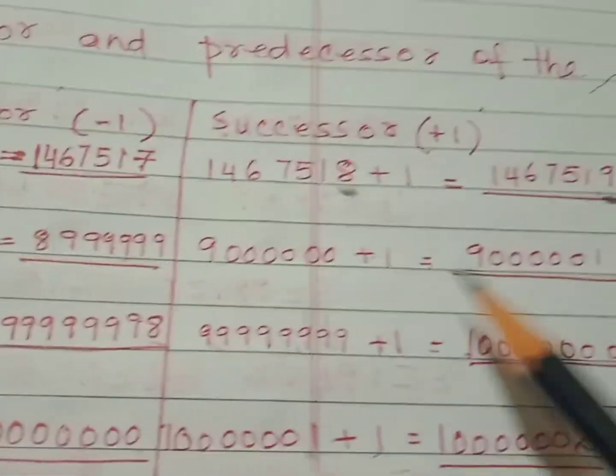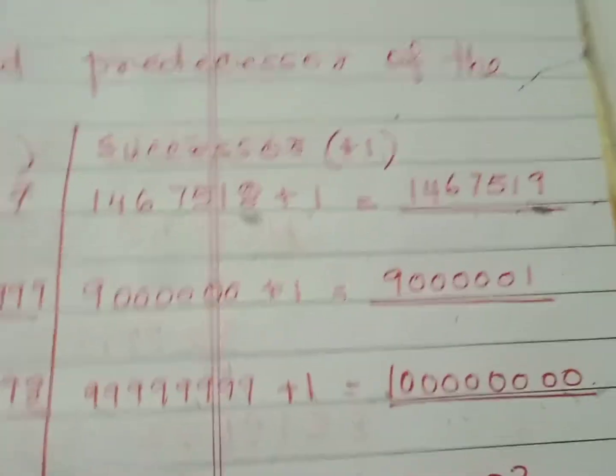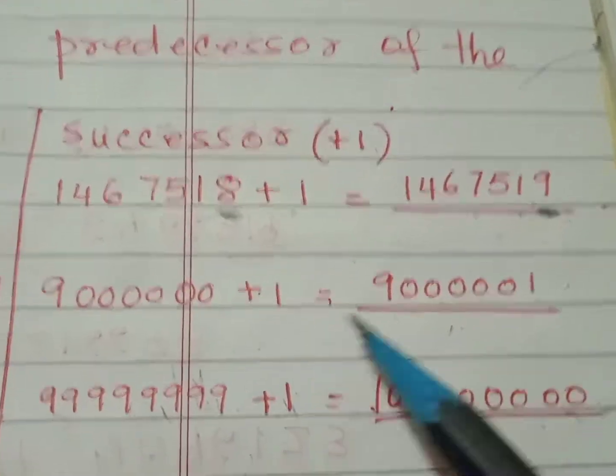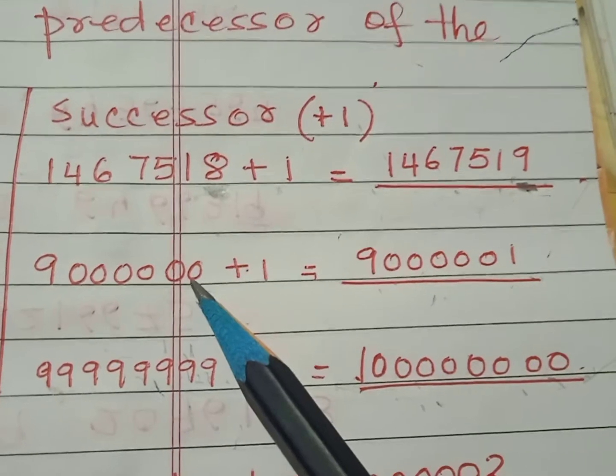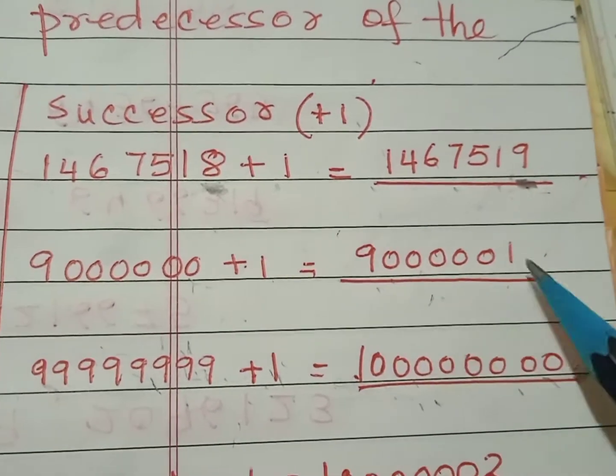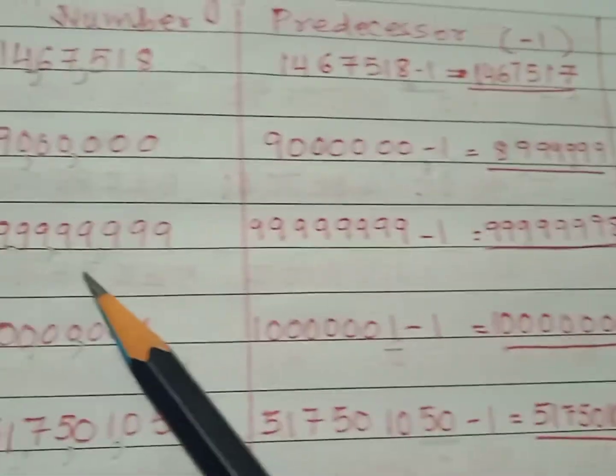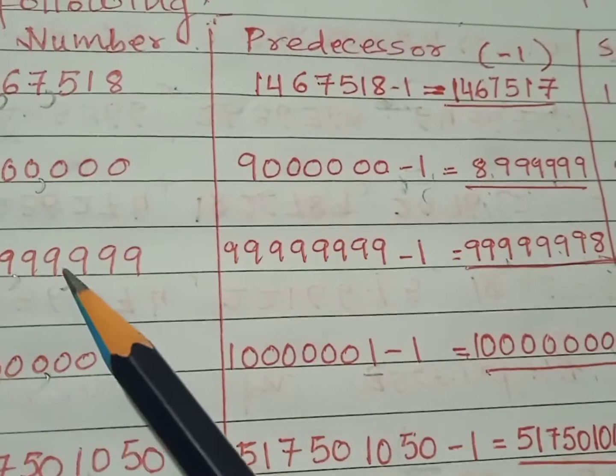Now when you want to add 1, that is very simple. There is nothing to do in the rough work. We can just do it here by adding 1 to the ones place. So it becomes 90 lakh 1. Moving on to the next one.